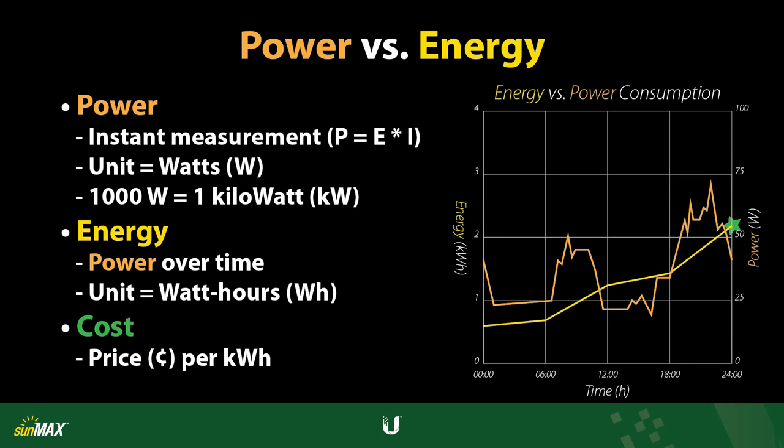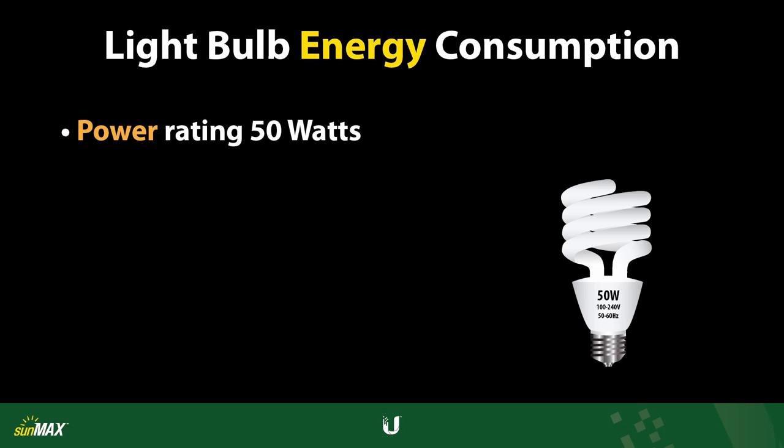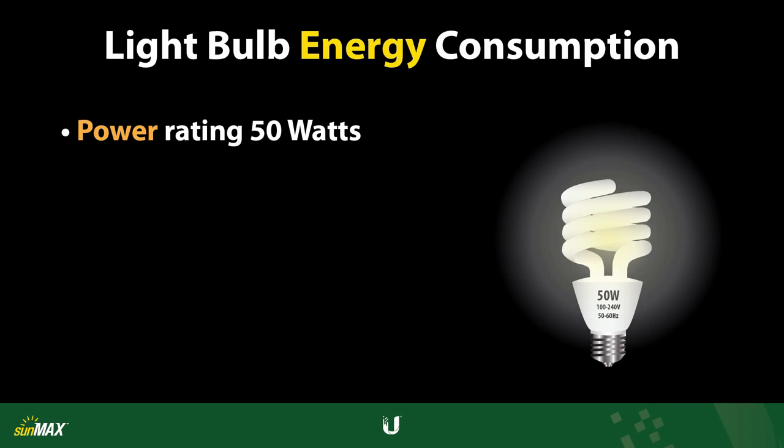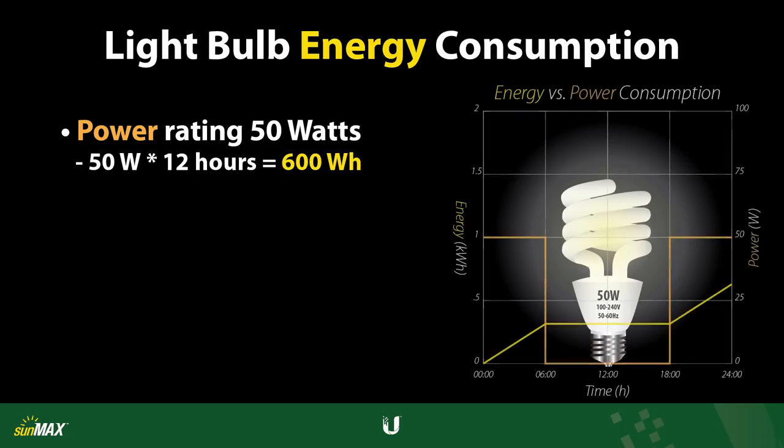To better understand the relationship between power, energy, and cost, let's examine a light bulb with a power rating of 50 watts. When left on for 12 hours, a 50-watt light bulb consumes 600 watt-hours. The chart to the right tracks the power and energy consumption of the light bulb. During intervals where the light bulb uses power, total energy consumption increases.